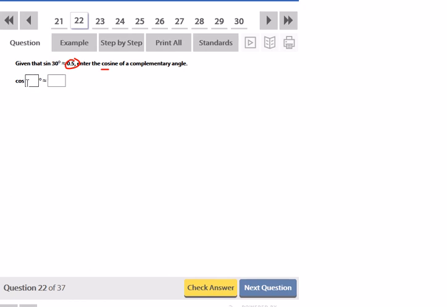But okay, I guess first you need the complementary angle. The complementary angle, complement means add up to 90. So 90 minus 30 is 60. So the cosine of 60 is equal to the same 0.5. You can verify that with your calculator if you want.